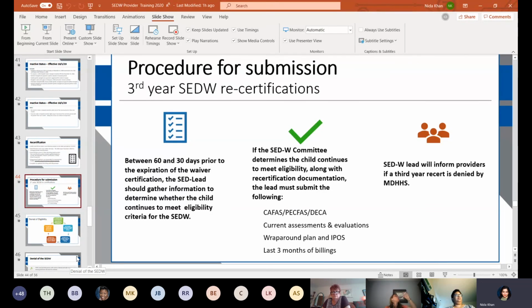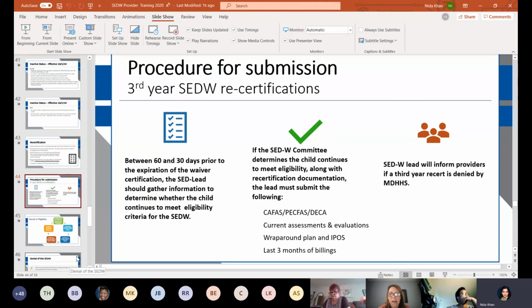However, now that SED waiver is statewide, their criteria has become a little bit more strict, and they really look at cases with a lot more scrutiny because they want to make sure that individuals who really, really, really can benefit from these services and really need these services are the ones who are getting recertified. So for third year, if there is one, there is no guarantee that the family is going to get their SED waiver for another year.